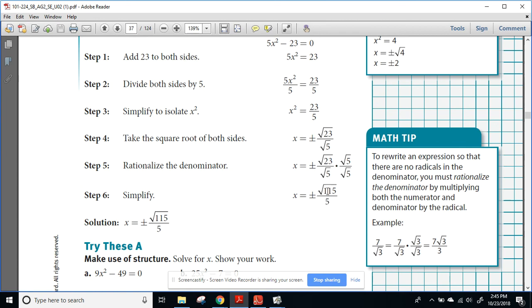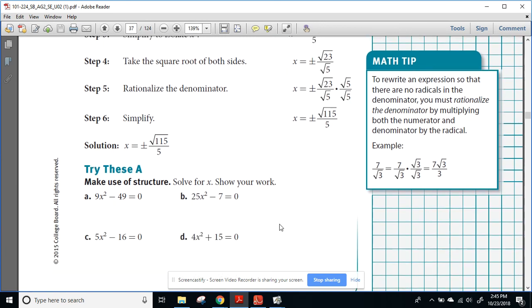What do I have now? The square root of 115 divided by 5. This is what we call a rational denominator. So that's what this step right here is. And yes, you're going to have to do that on every single one of these, probably, unless it divides evenly. But if it doesn't, then that's okay. You've got the skills to do it.